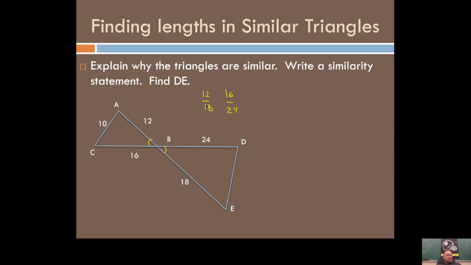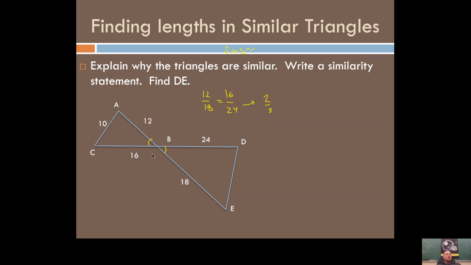Now, what does this reduce to? 6 goes into both, 2/3. 8 goes into both, 2/3. So the similarity ratio is 2 to 3. They are similar by side angle side. So you need to write that. Explain why they're similar. Side angle side. You got two pairs of proportional sides, congruent angles in between.